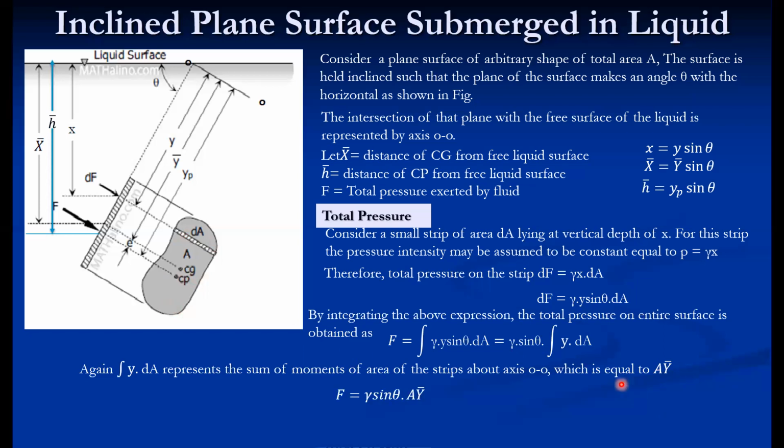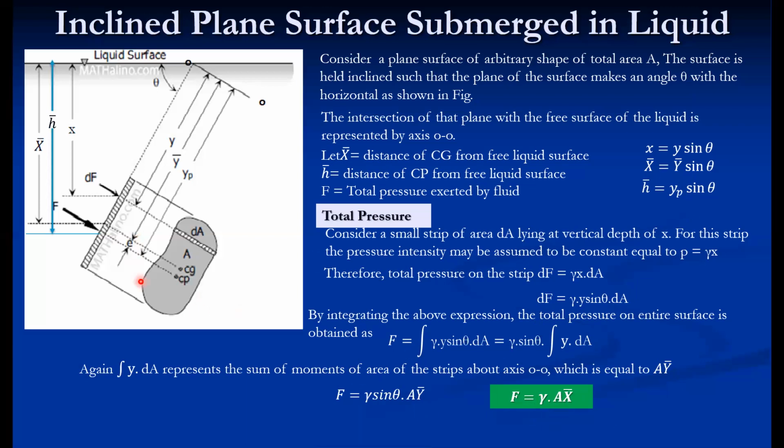Then F is equal to, instead of integral y dA, we can put A into y bar. So the equation becomes F is equal to gamma sine theta into A y bar. Instead of y bar sine theta, we can put X bar. So the expression of F, the total pressure, is the total force exerted by the fluid on the surface, given by this expression.